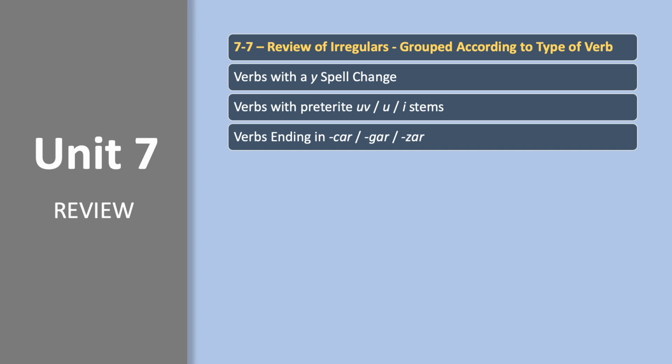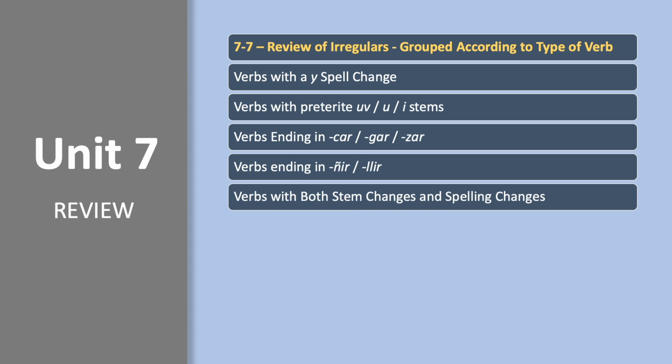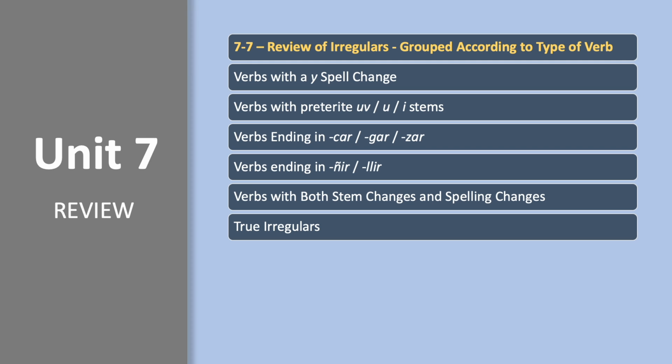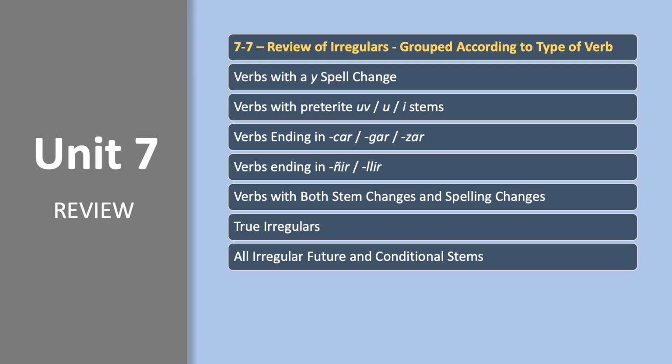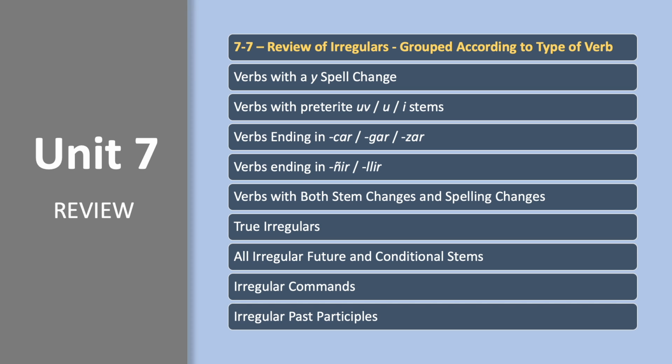We have -guar and -zar verbs, and verbs ending in -ñir and -uir. Some verbs have both stem changes and spelling changes. There are true irregular verbs, and we will once more review the 12 verbs that have irregular future and conditional stems. There are irregular commands and irregular past participles.